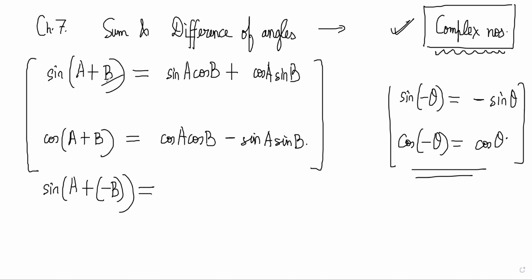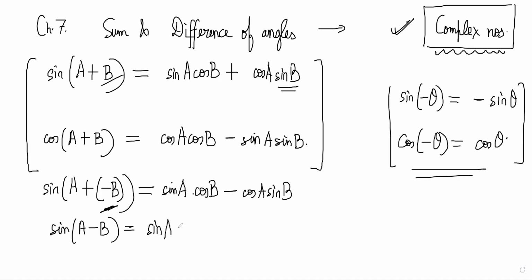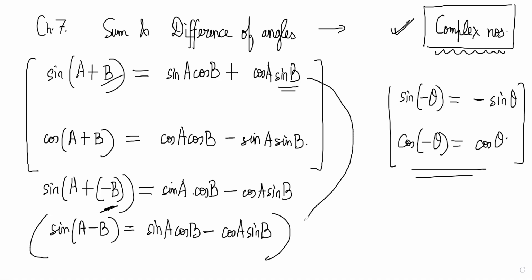Instead of B, if you put minus B in the formula, you will get sine A cos minus B, which is the same as cos B. And this time sine minus B will be negative sine B. So it will be minus cos A sine B. So the formula for sine of A minus B comes out to be sine A cos B minus cos A sine B. How did this come? It came from here and using these facts, and we replaced B with minus B.